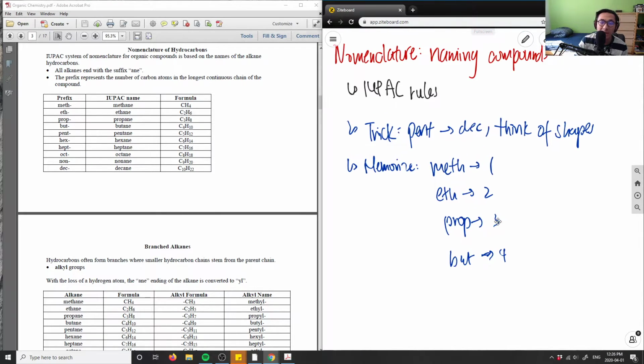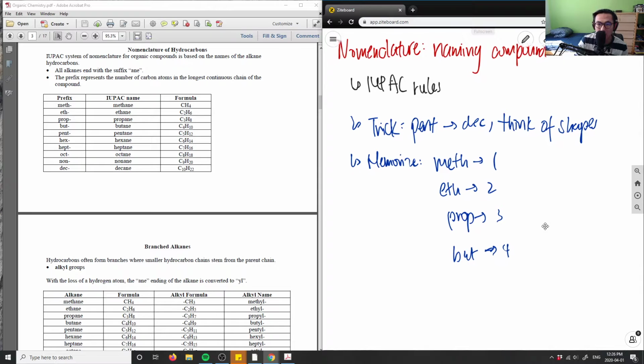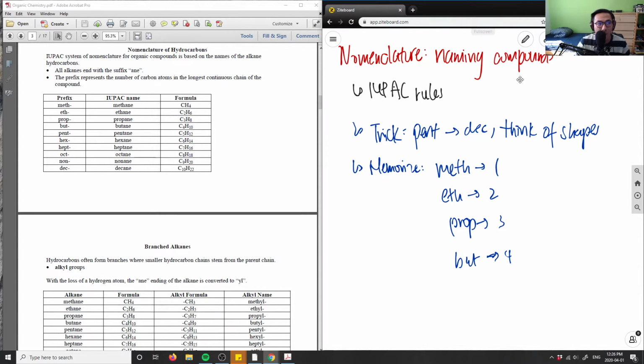And again, these rules apply. When we talk about nomenclature, the rules are cumulative, so they stack upon each other. So I'll let you know when we talk about drawing and when we talk about naming how these rules apply.